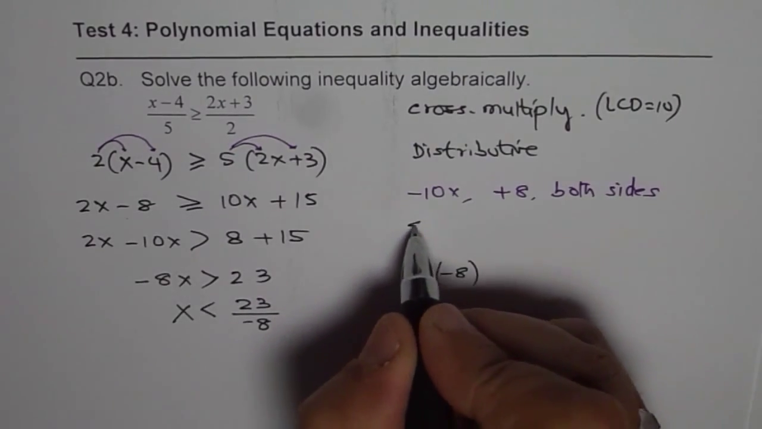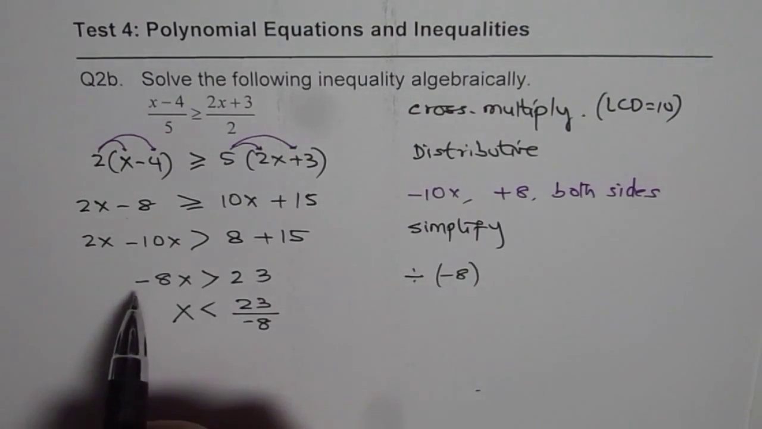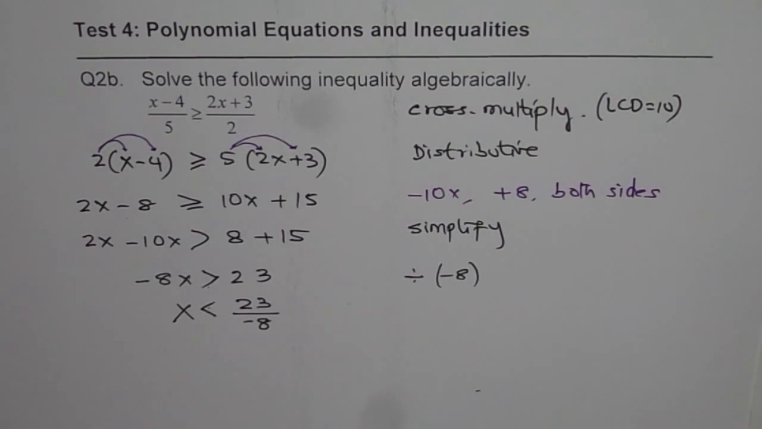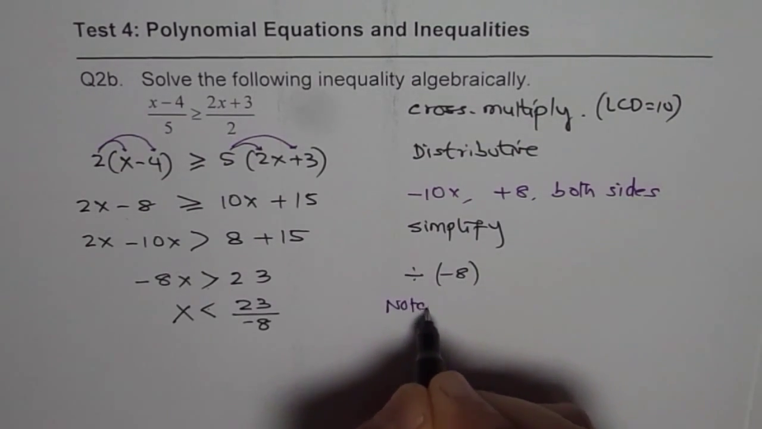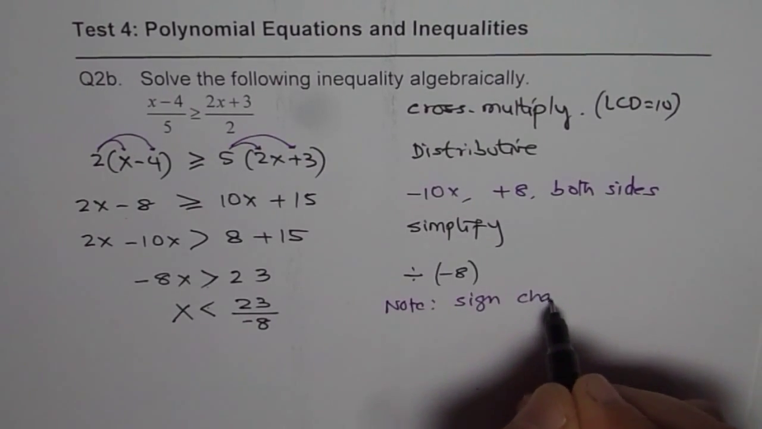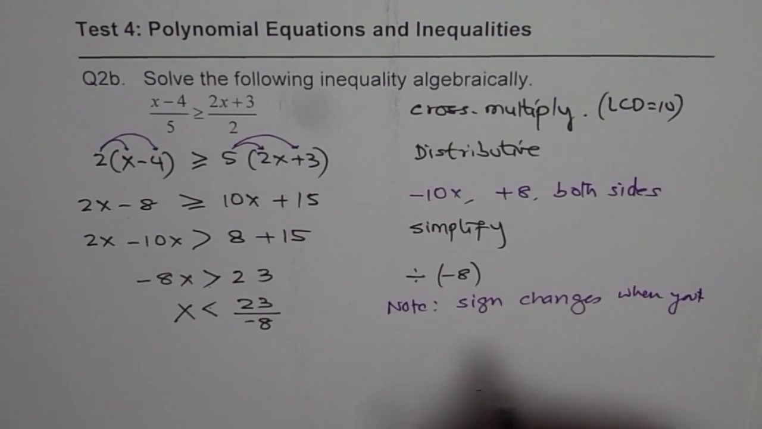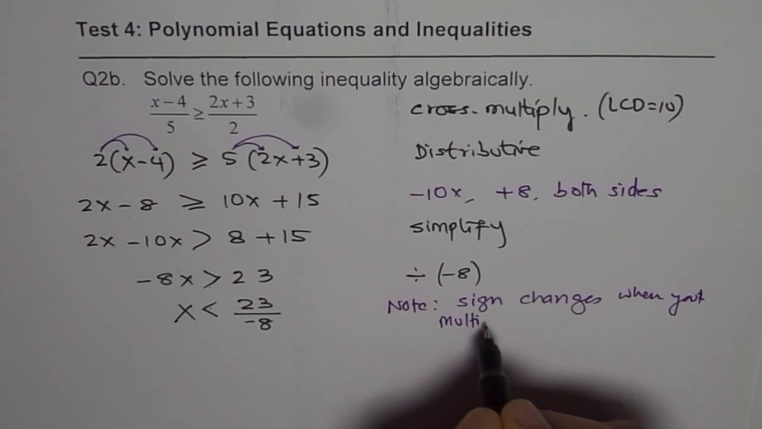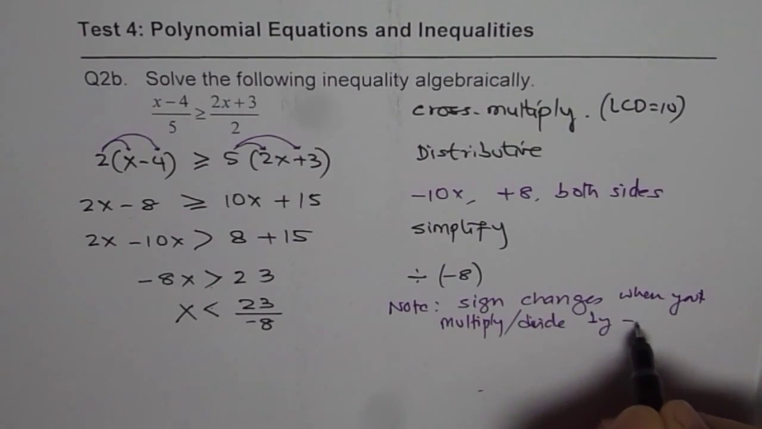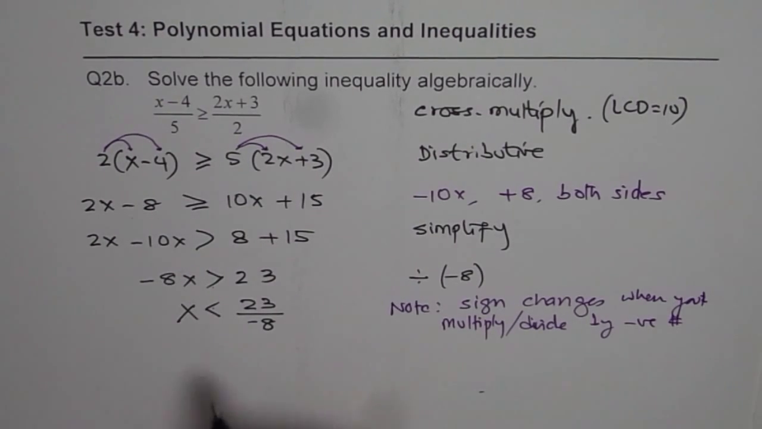So when we simplified at this stage, we noticed that on the left side we had a negative number. So when you divide by a negative number, the sign changes, right? So note that change. This is what I need you to note. Sign changes when you multiply or divide by a negative number. Okay, let me write the number like this, correct? So that is the solution, right?